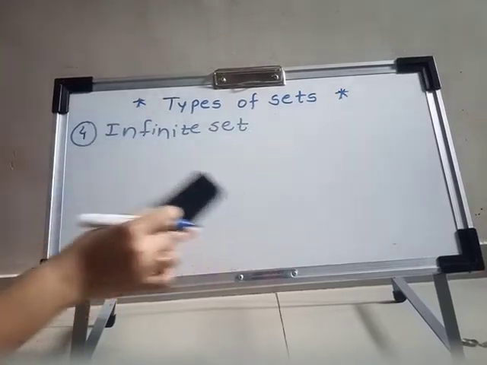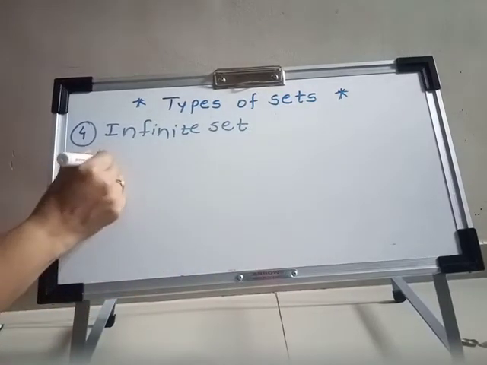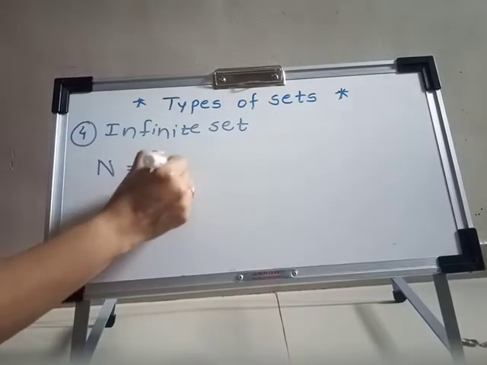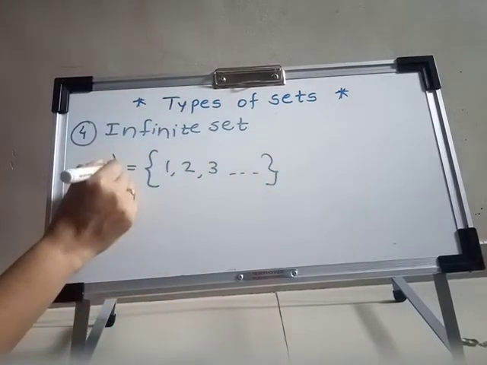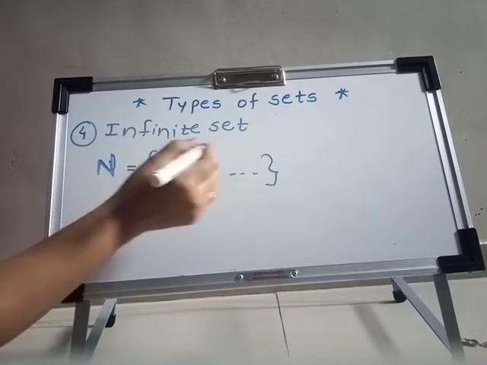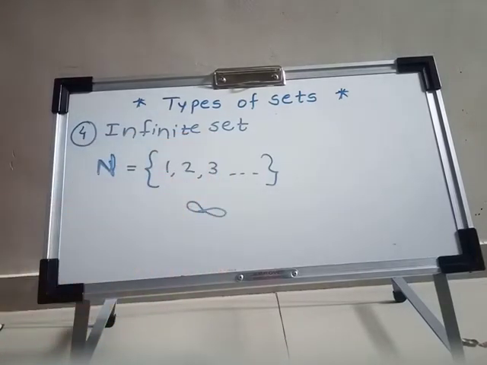For example, N is the set of natural numbers 1, 2, 3. We can't count these numbers. They go up to infinity. Hence, we can't count the elements of this set.